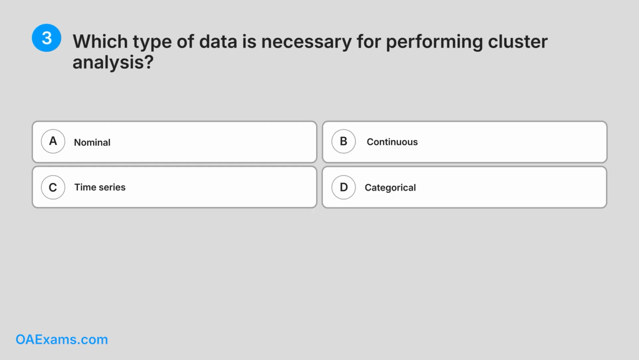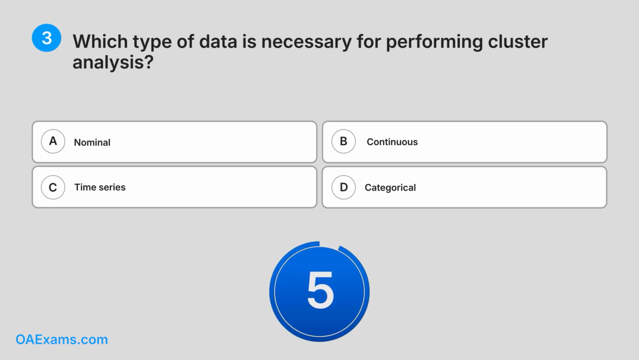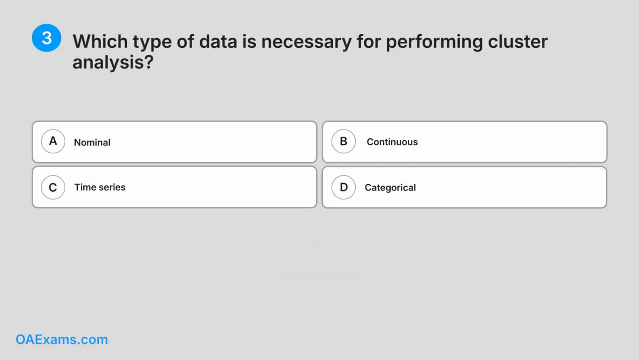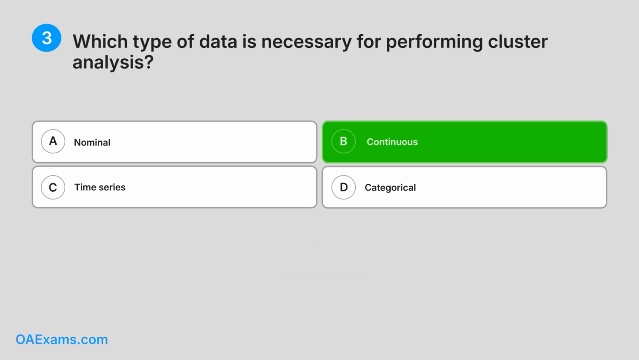3. Which type of data is necessary for performing cluster analysis? A. Nominal. B. Continuous. C. Time series. D. Categorical. Do you know the answer? Correct answer: B. Continuous.